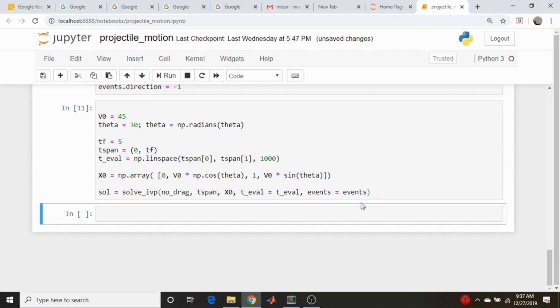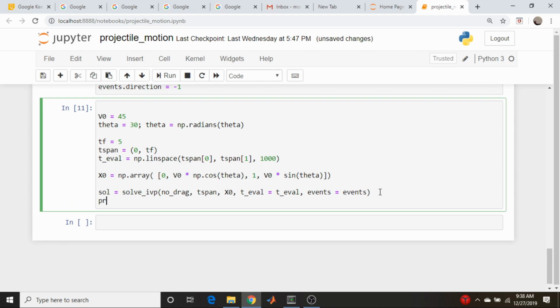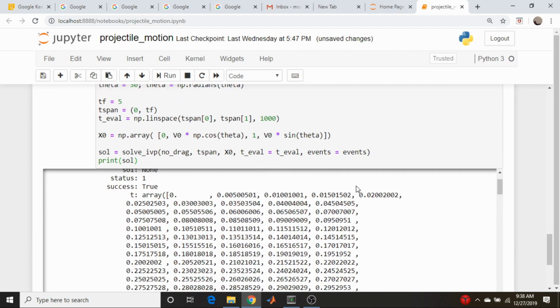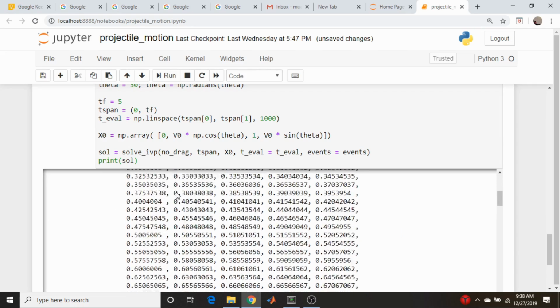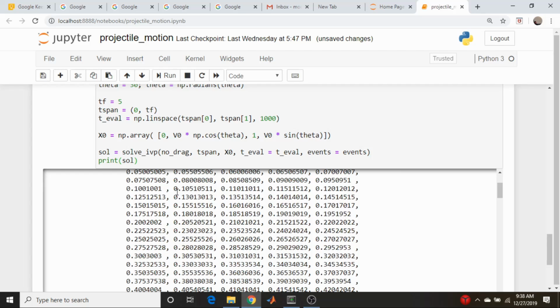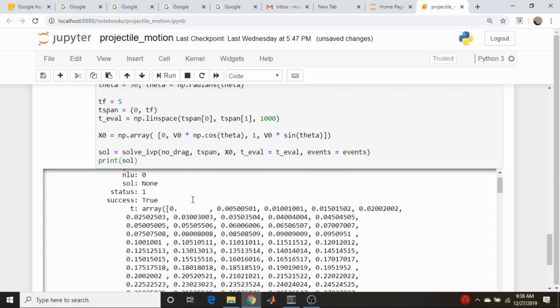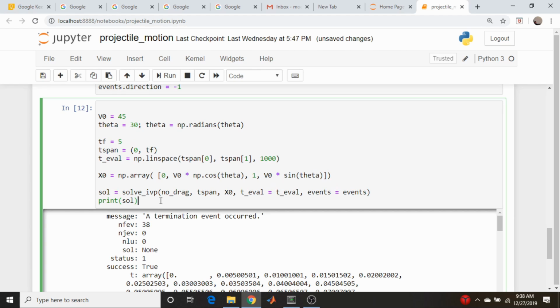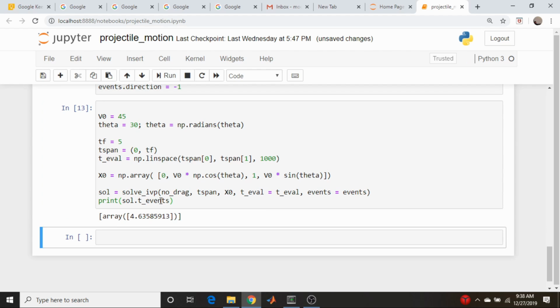It seems to run. So let's print out that solution. Okay, it seems to actually be integrating. Success equals true. Here's all of our stuff. Do we actually get to an event? I don't know. Let's print out sol.t events. Yeah, so we hit the ground 4.6 seconds later.